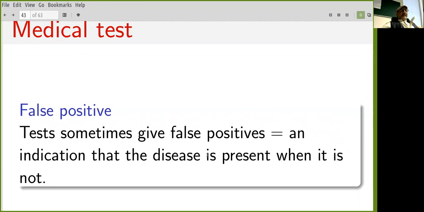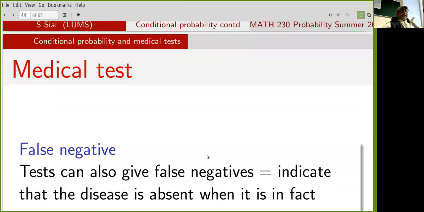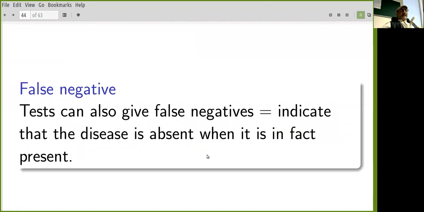Okay. So tests sometimes give false positives, right? It's an indication that the disease is present when it is not. So when the test says that you have the disease, but you don't have the disease, the test is said to have given a false positive.